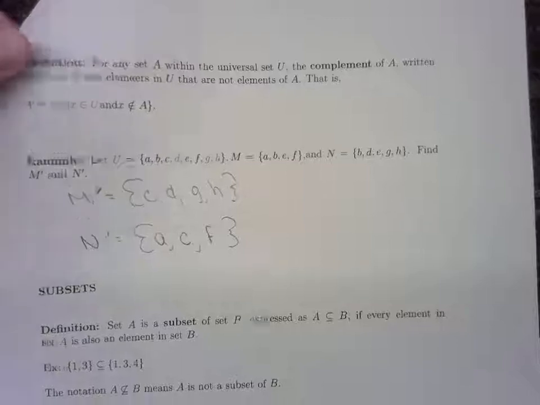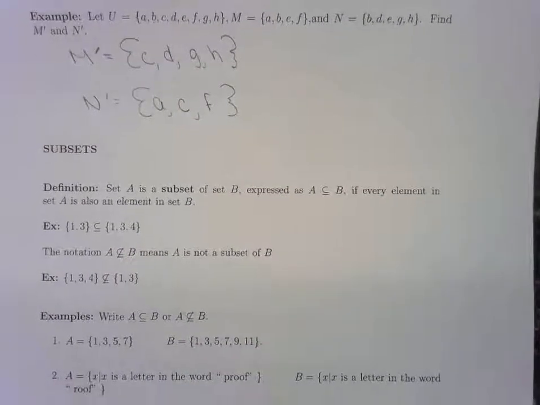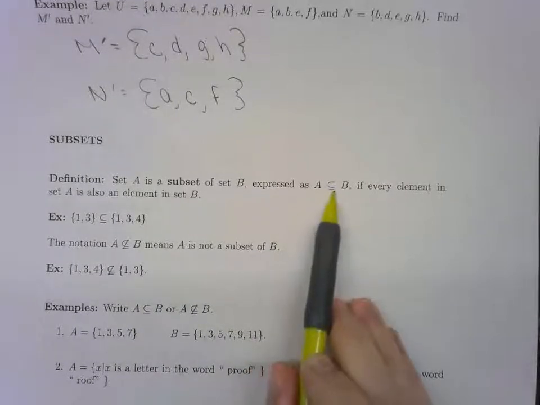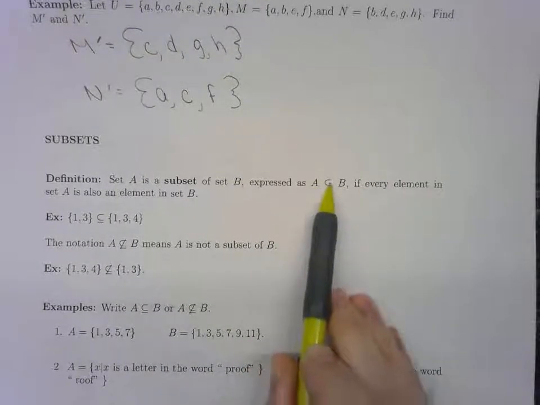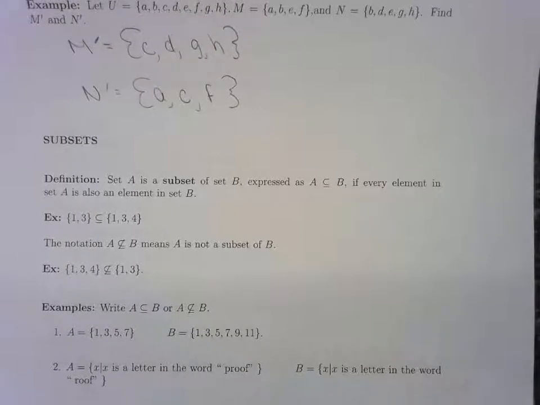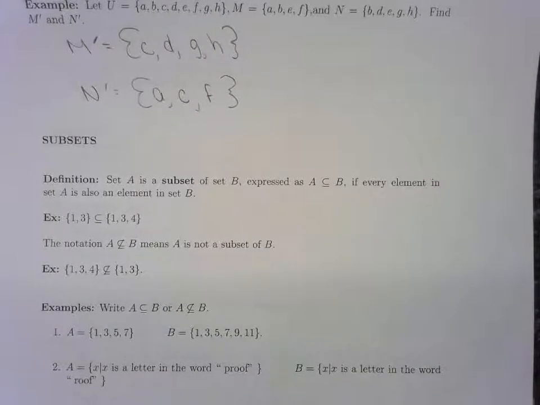Okay, next we have the definition of subsets, which we've already kind of looked at, but we haven't looked at the official definition. So this is about middle of page 2. We have set A is a subset of set B expressed. So we have A is a subset of B, so that's how we say this symbol here, if every element in set A is also an element in set B. Okay, so basically you could put set A inside of B.